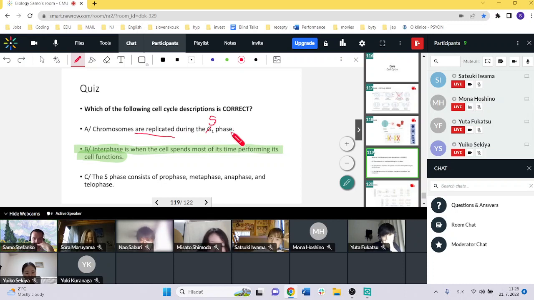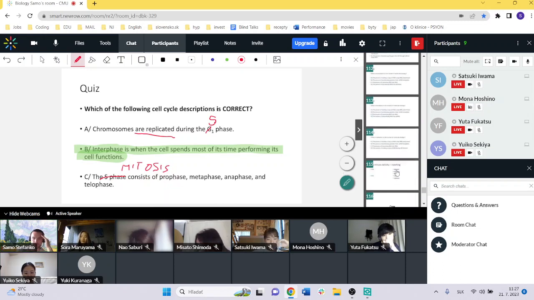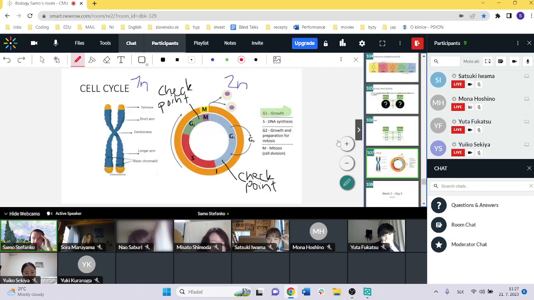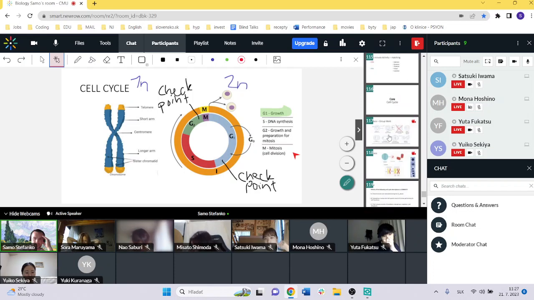Most of you went for B. That's great. And the S phase consists of prophase, metaphase, anaphase, and telophase. This is not correct regarding S phase. This is correct regarding mitosis, where we are heading now. Okay, mitosis. Okay, guys. I think that's overall everything we have to know regarding interphase. Now, let's move on to mitosis.